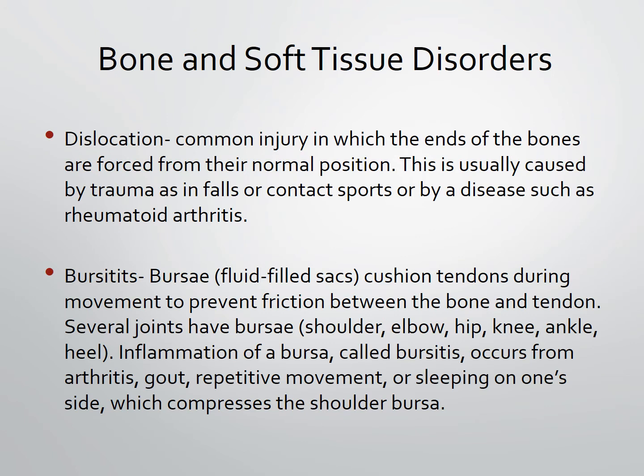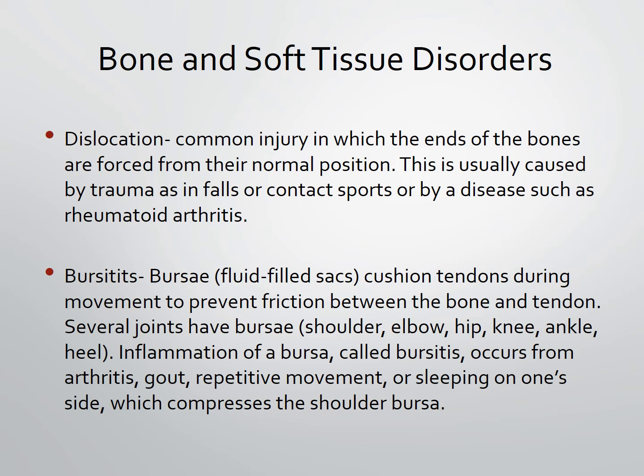So then we've got dislocation that we'll discuss. This happens when those bones are forced out of the regular normal position, so out of alignment. It can happen in traumas, falls, contact sports. I've seen it in motor vehicle accidents, or it can be caused by disease. Rheumatoid arthritis is one of the diseases, and we'll discuss that further later on in this chapter.